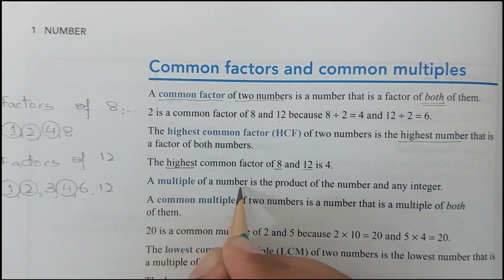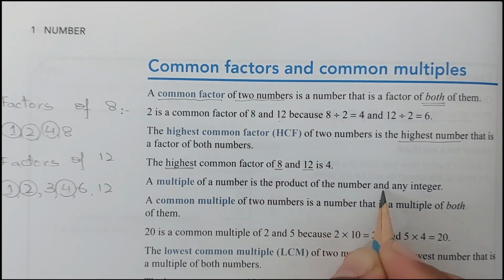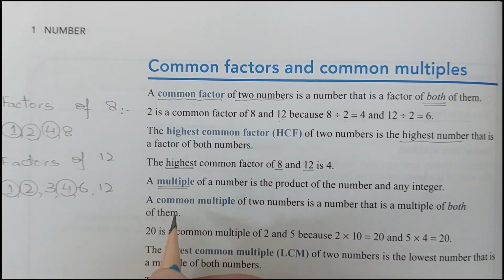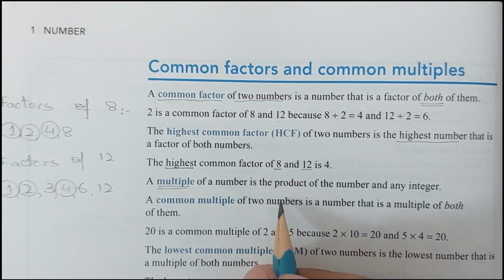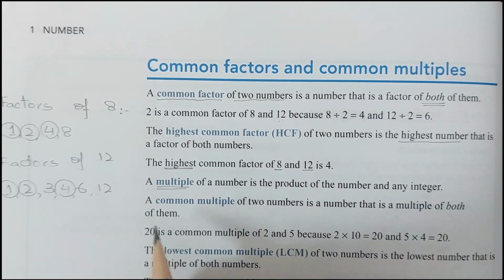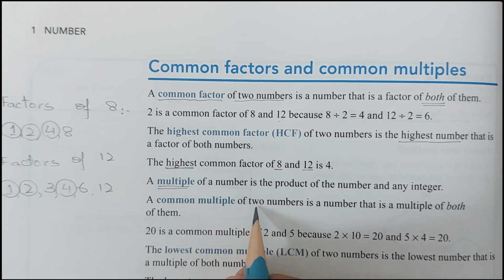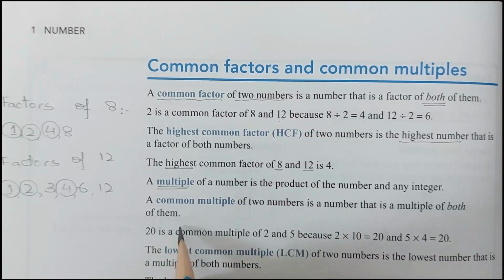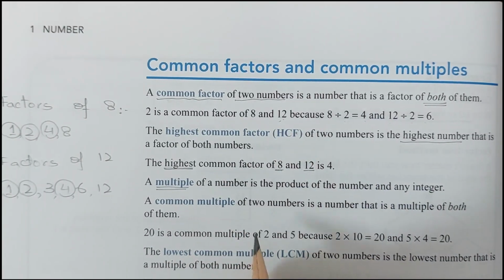A multiple of a number is the product of the number and any integer. Right, that is the definition of multiple of any number. Multiple of any number is basically the product of a number and some integer. For example, what is common multiple? A common multiple of two numbers is a number that is a multiple of both of them. Same case like we did in the common factor.